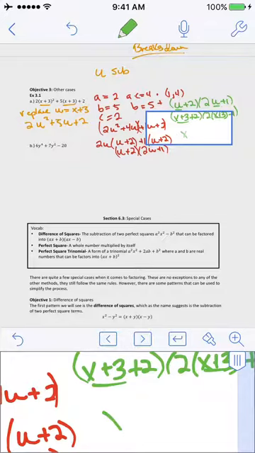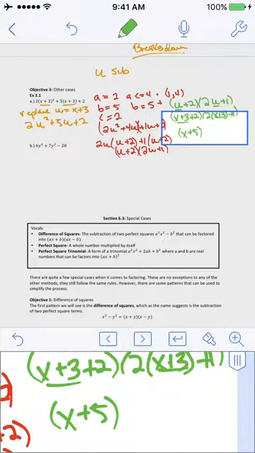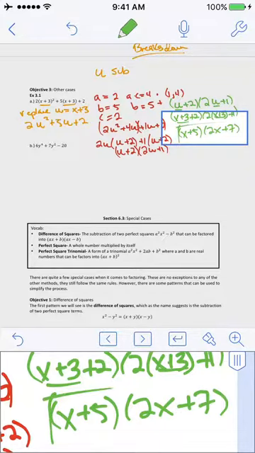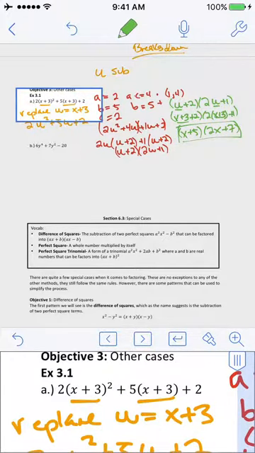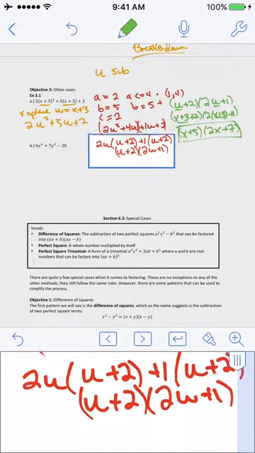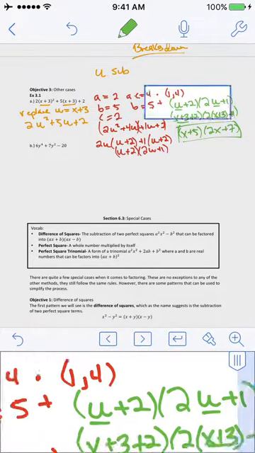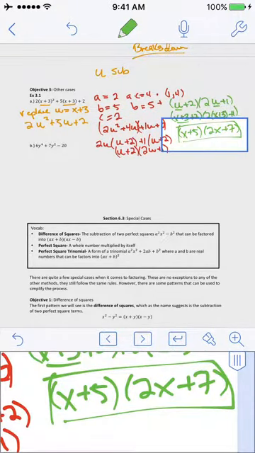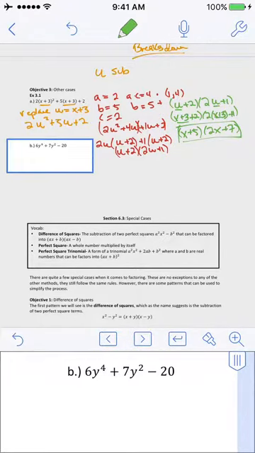And then finally I end up with x plus 5. Let's see, 2 times x, 2 times 3, that's 2x plus 6 plus 1 would be 2x plus 7. And I'm done. So I managed to factor this horrible looking thing using something very simple that we've done 15 times now, and then just substituting that horrible thing back in, right? Cool. Let's try it again with this guy.